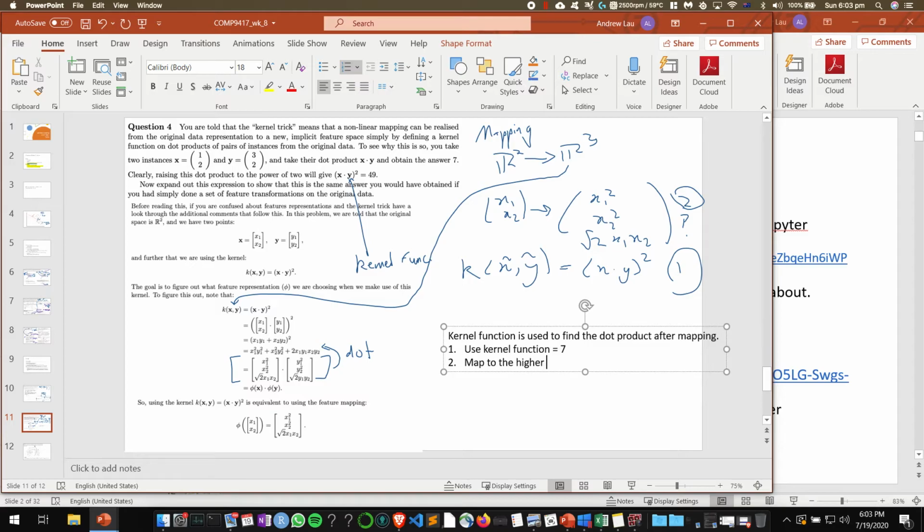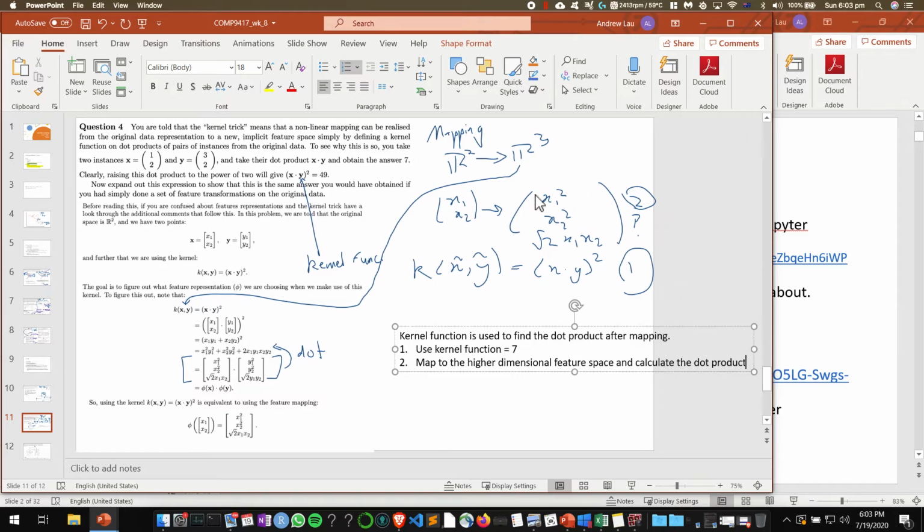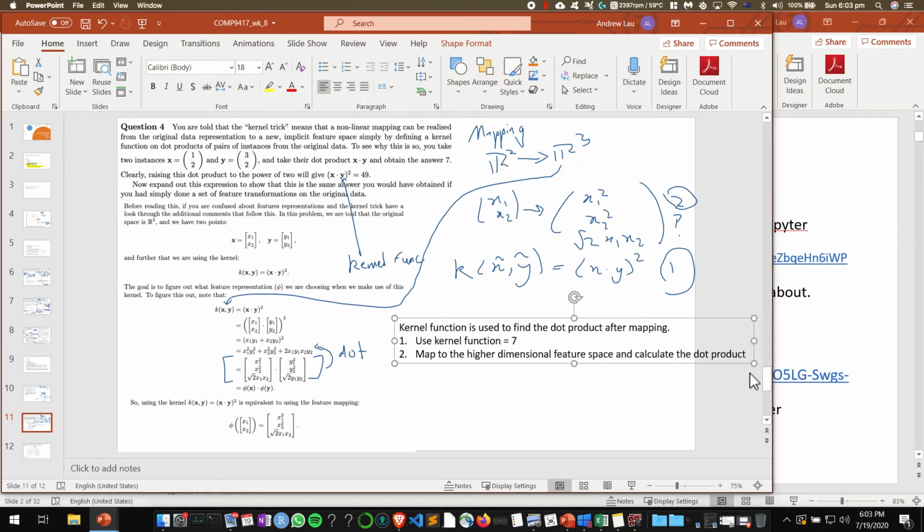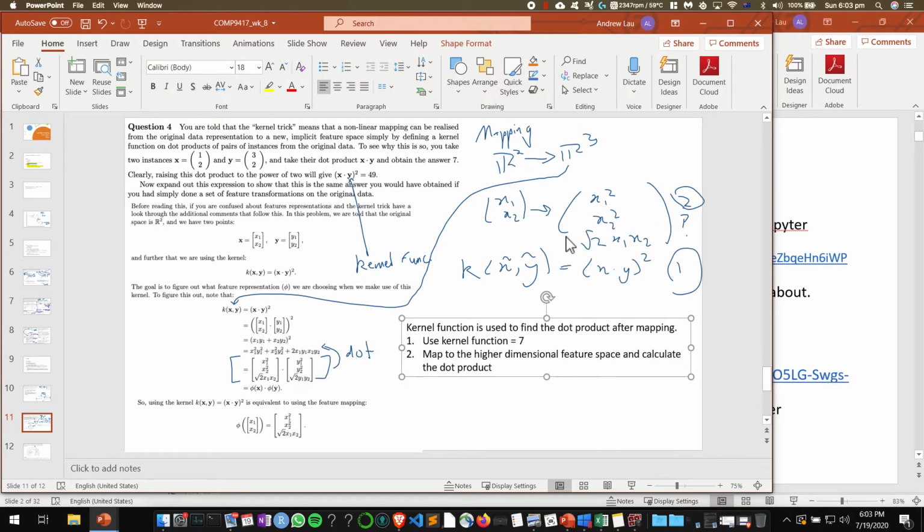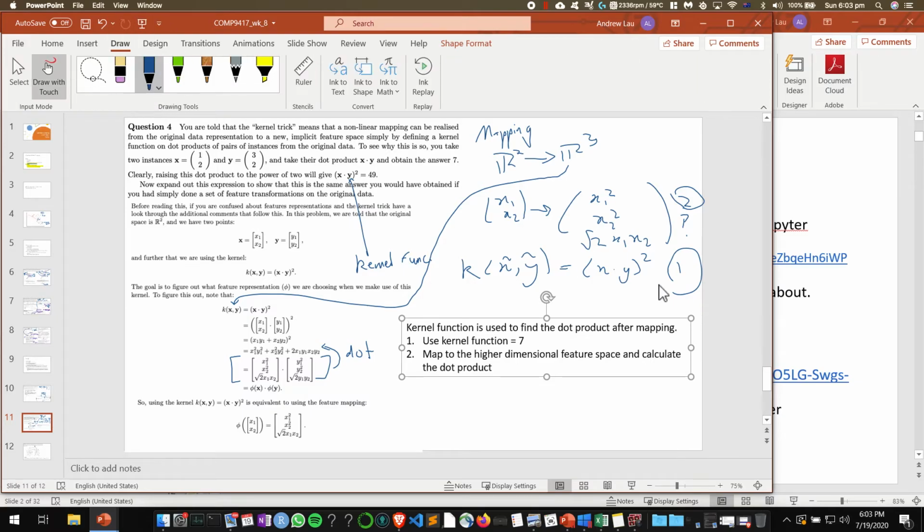The other way is to actually map to the higher dimensional feature space and then calculate the dot product. We can do that. So you map it to this higher dimensional feature space, right? And then you take the dot product. Let's map x: x1 squared is 1, x2 squared is 4, and then root 2 times x1 x2, so root 2 times 1 times 2. And we want to dot it with y.